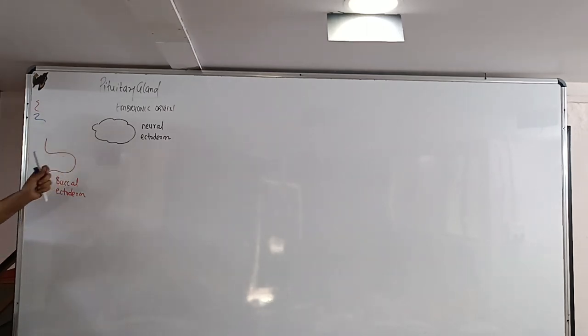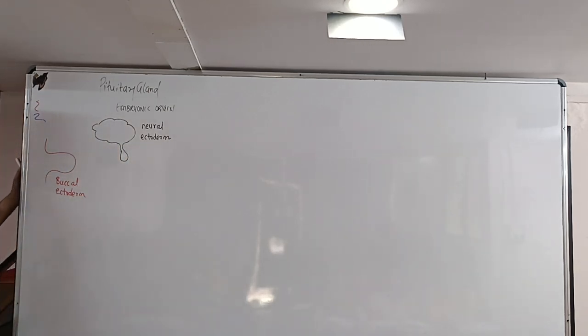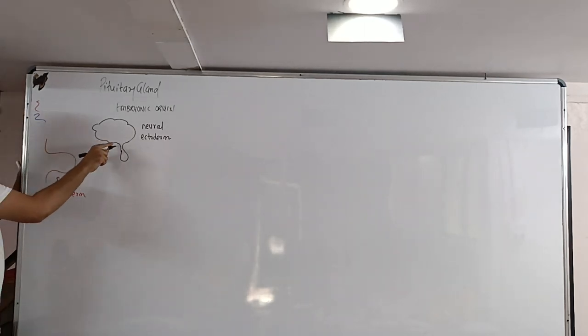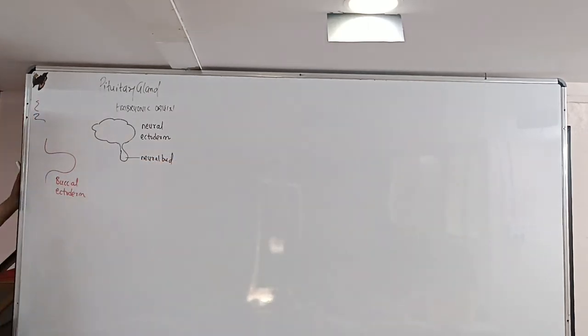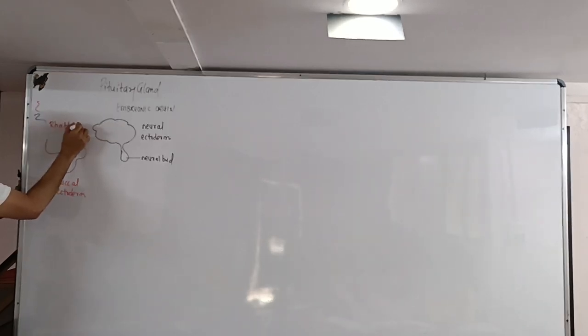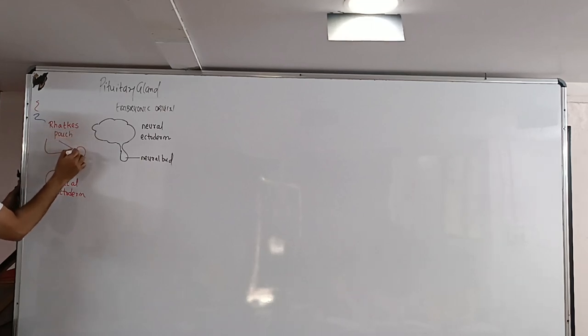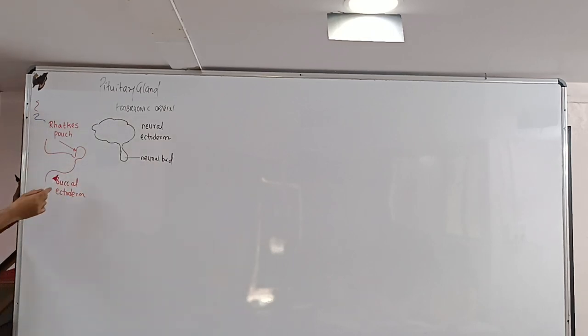cavity. From the neural ectoderm there is formation of a downgrowth, which is called the neural bud. And from the buccal ectoderm comes out an outgrowth which is called Rathke's pouch. So the brain development is brought about by neural ectoderm and that creates a downgrowth called the neural bud, and the buccal ectoderm shows the presence of a Rathke's pouch.